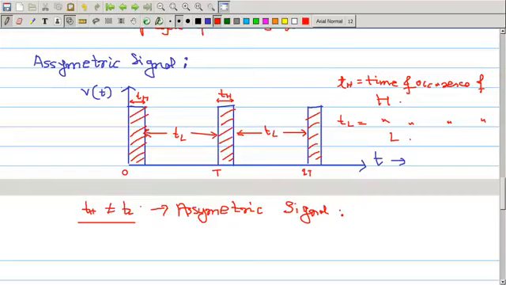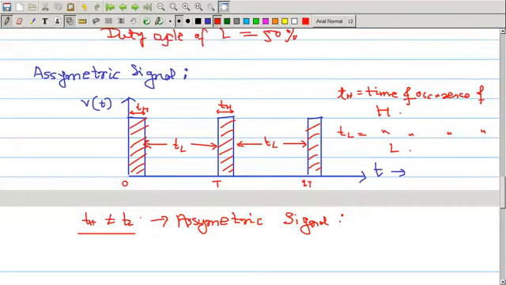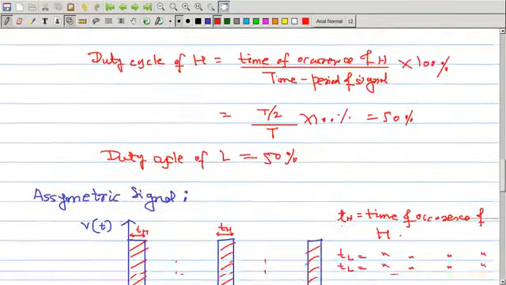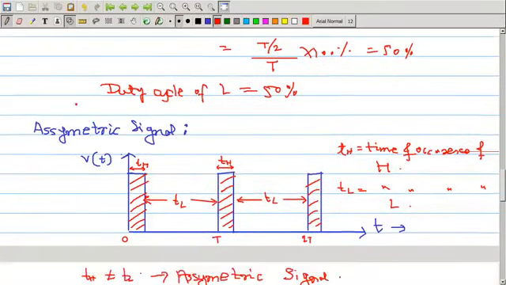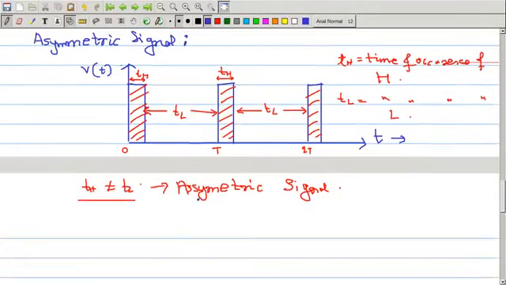So this is symmetric and asymmetric. I made a mistake here, sorry. It is just a literal mistake in the spelling of symmetric and asymmetric. Please excuse me. So for an asymmetric signal, TH and TL are unequal, and then I call it an asymmetric signal.